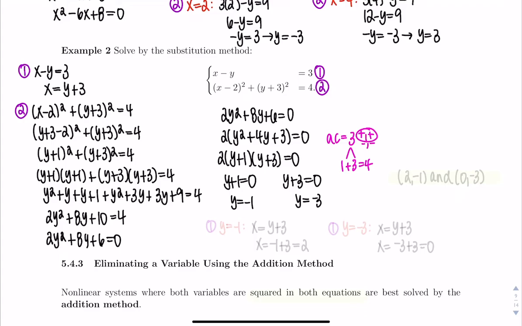So we have two values for y, and we need to find our values for x. So we can plug back into equation number 1. Now in the last example, I plugged it back into the original. In this one, I'm going to plug it back into the equation where we solved for a single variable: x equals y plus 3. So let's use y equals negative 1 first. We have x equals y plus 3, or x equals negative 1 plus 3, which is 2.